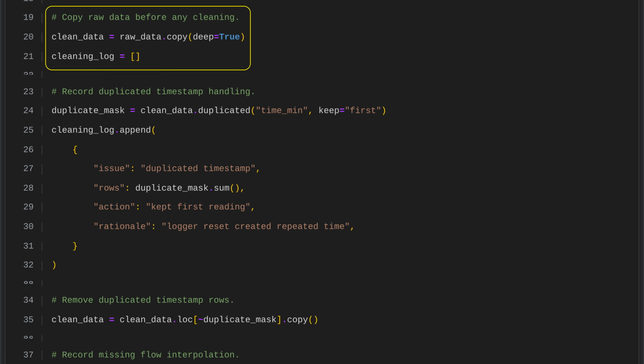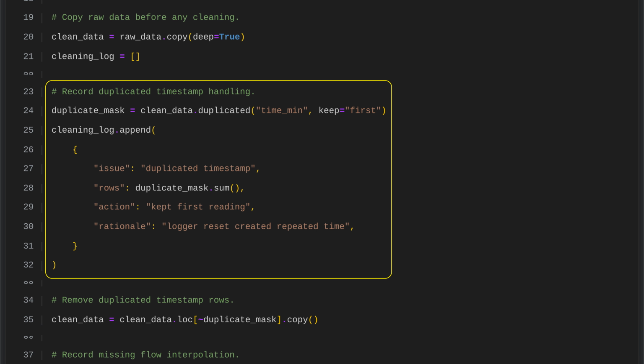The code begins by making a deep copy of the raw data, so the original remains unchanged during cleaning. It also creates an empty cleaning log to record problems found and the actions taken, giving a clear audit trail of the process. The code checks the cleaned data for repeated time values, marking duplicate timestamps after their first occurrence. It treats these repeats as likely caused by a logger reset, keeps only the first reading, and records the issue in the cleaning log with the number of affected rows, the action taken, and the reason for that choice.